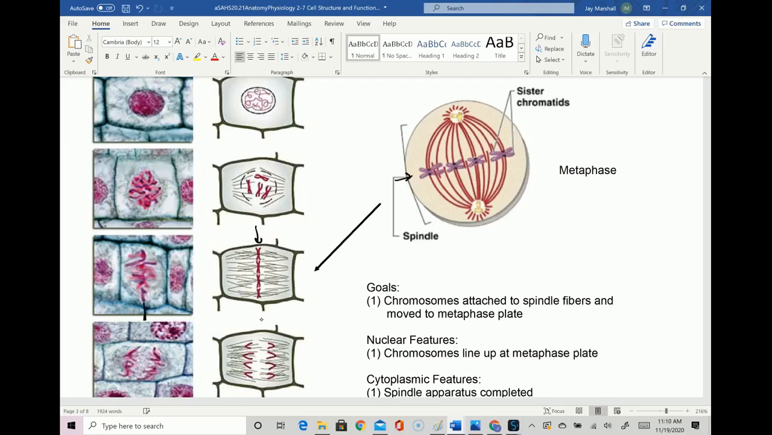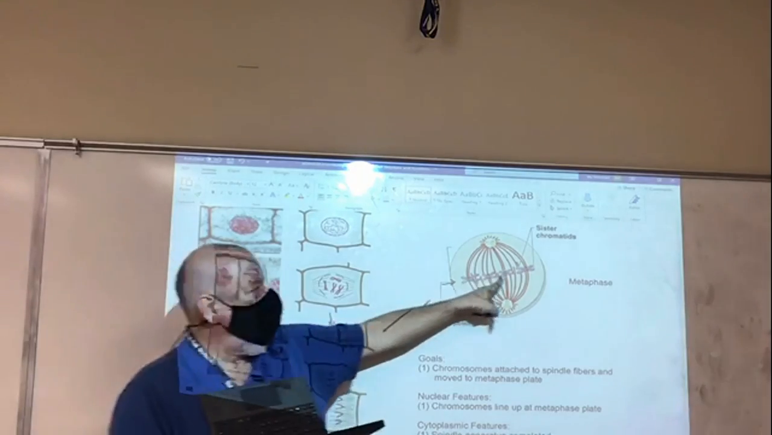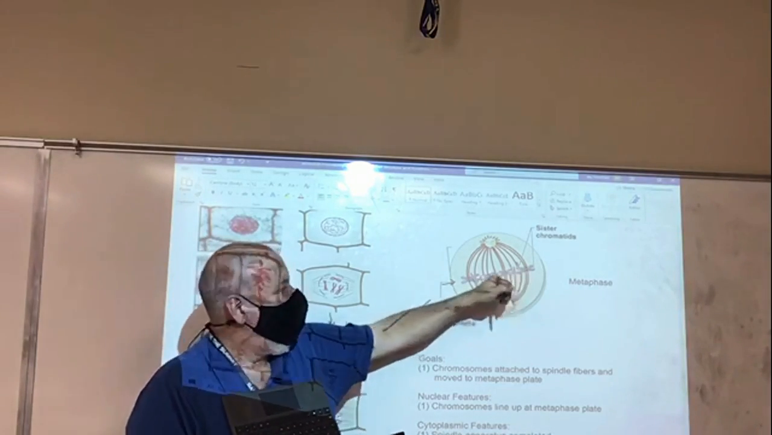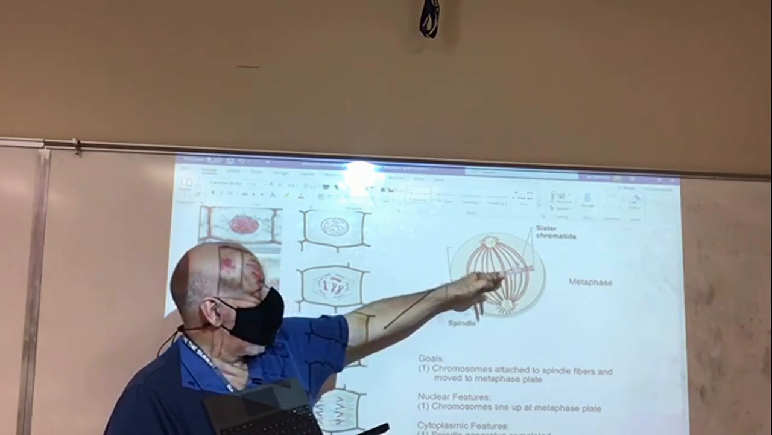Anybody remember a term for that? It's called the Metaphase Plate. When we look at it like this, it just looks like a line. But remember, this is a three-dimensional structure.